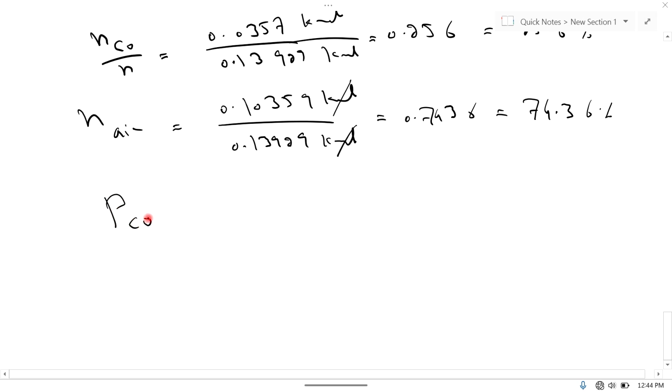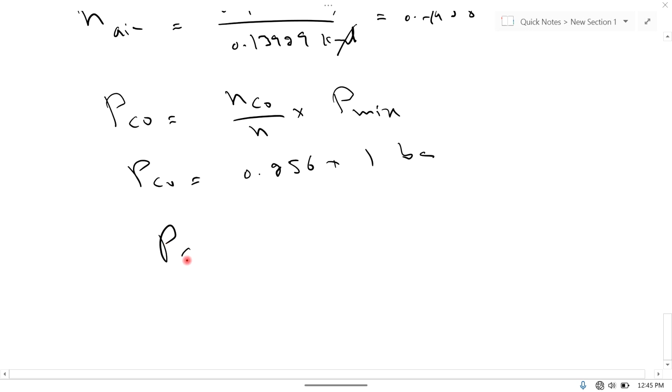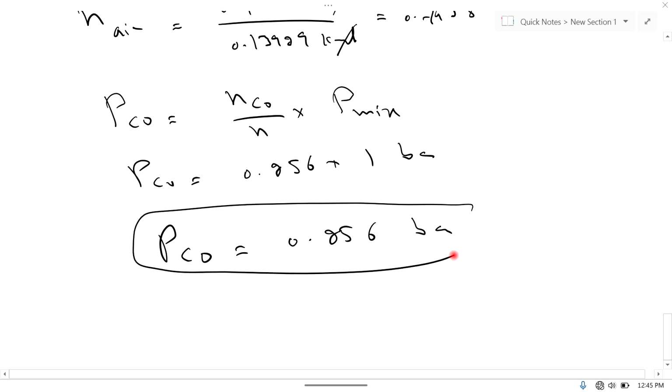Now partial pressure of carbon monoxide. So partial pressure of carbon monoxide is basically mole fraction multiplied by total pressure of the mixture, and total pressure of the mixture is given to us, which is basically 1 bar. So partial pressure of carbon monoxide is 0.256 multiplied by 1 bar, which is equal to 0.256 bar.